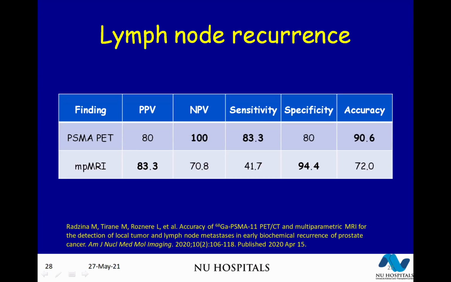But if you see the lymph node recurrence, the PSMA PET has picked up more lesions, and the negative predictive value was close to 100, with accuracy going up to 90% in the case of lymph node recurrence. Why? Because this has happened in view of low PSA levels also. The lymph node metastasis or lymph node recurrence pickup is high with a PSMA PET scan when compared to an MPMRI. MPMRI also has picked up the lymph node disease, but the accuracy is more with the PSMA PET.